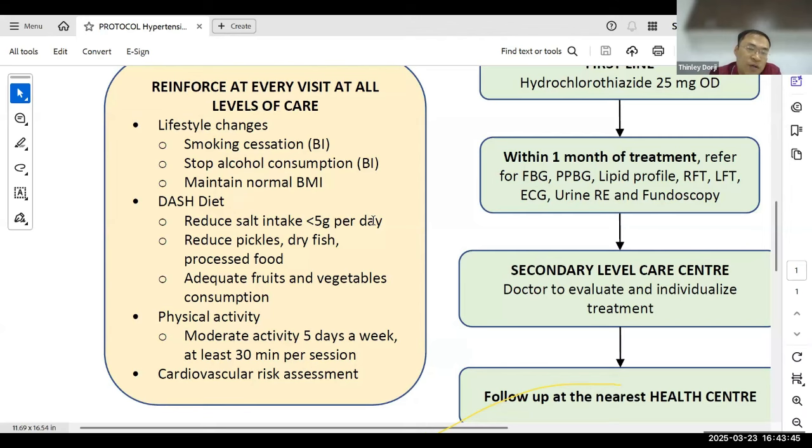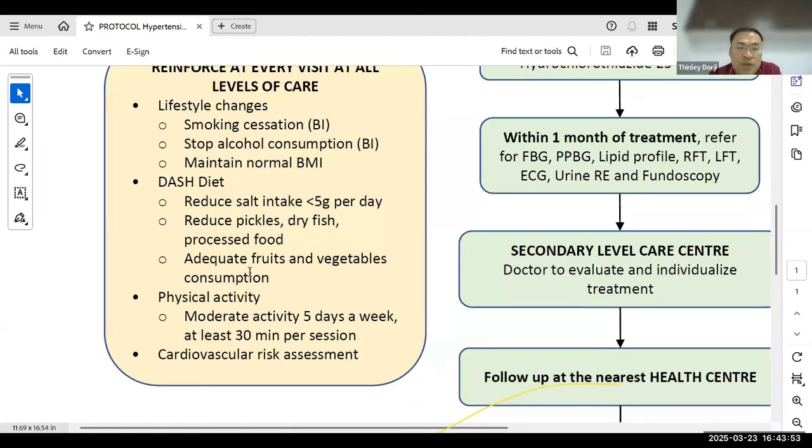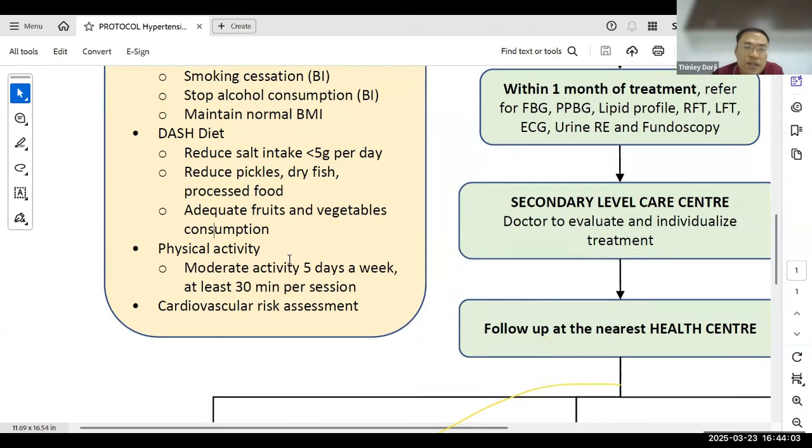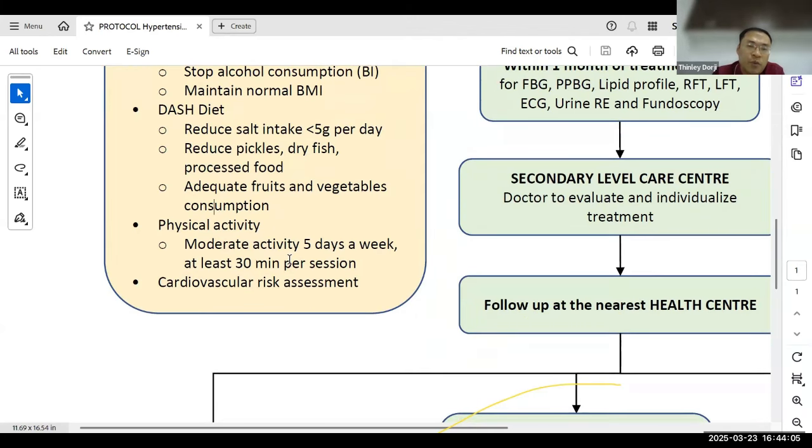You should always give advice or reminders on reducing salt from other sources such as pickles, dry fish, or processed foods, and then you should advise adequate fruit and vegetable consumption. For physical activity, it is recommended that you have a moderate level of physical activity, something that increases your heart rate for a while. That would include some walking or jogging for 30 minutes a day, for 5 days a week.